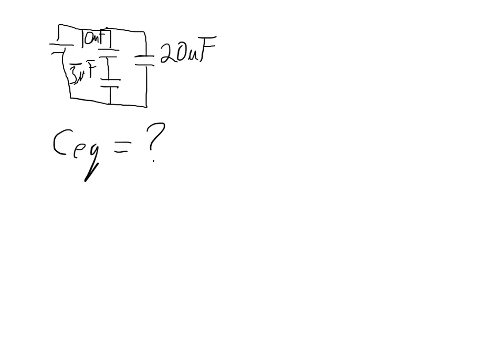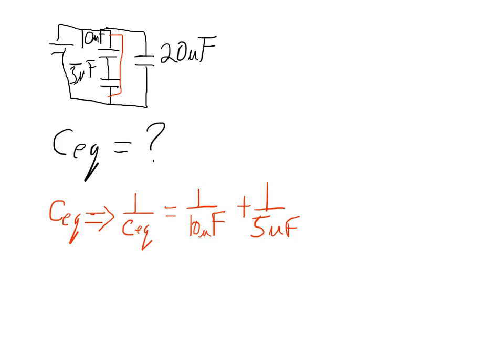Well, just like in dealing with series and parallel circuits, I'm going to look for what's easiest and then go from there. These two here appear to be in series. So if I take the 10 and the 5 and I find their CEQ, I'm going to label that in red, the CEQ of just the 10 and the 5. Since they're in series, and remember it's the opposite of resistance, I'll do the inverses. 1 over CEQ equals 1 over 10 microfarads plus 1 over 5 microfarads. Looks like a clear common denominator of 10 there, so 1 over 10 microfarads plus 2 over 10 microfarads gives me 3 over 10 microfarads.